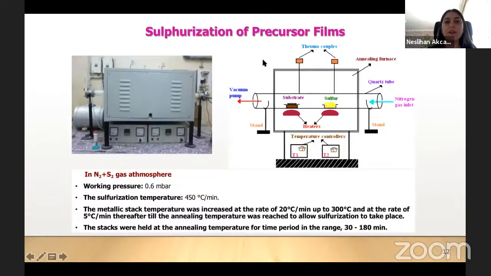In the sulfurization process, you see the process was conducted under N2 and S2 gas atmosphere. The working pressure is equal to 0.6 millibar, and the sulfurization temperature is equal to 550 degrees Celsius. We made the sulfurization at different times, from 30 to 180 minutes.